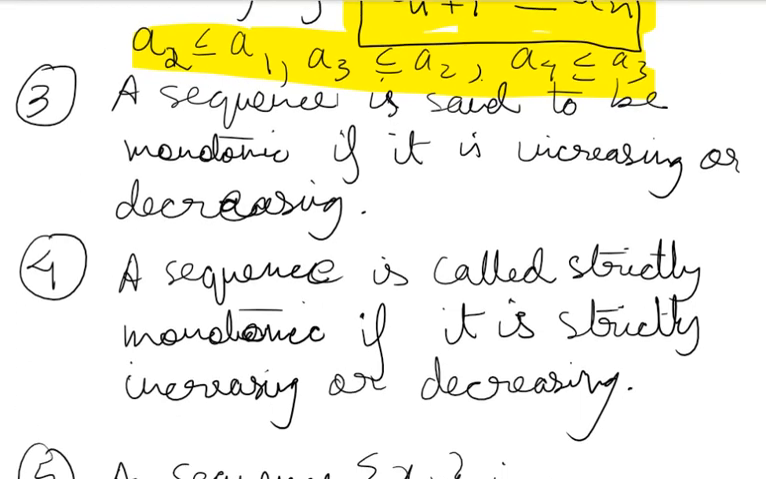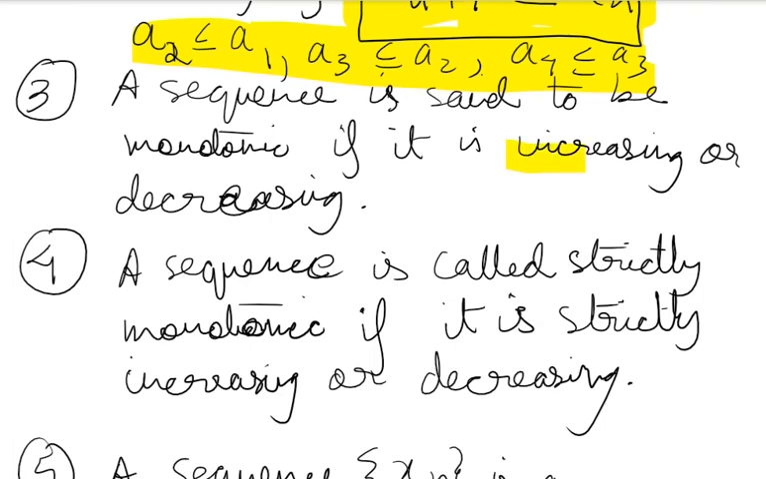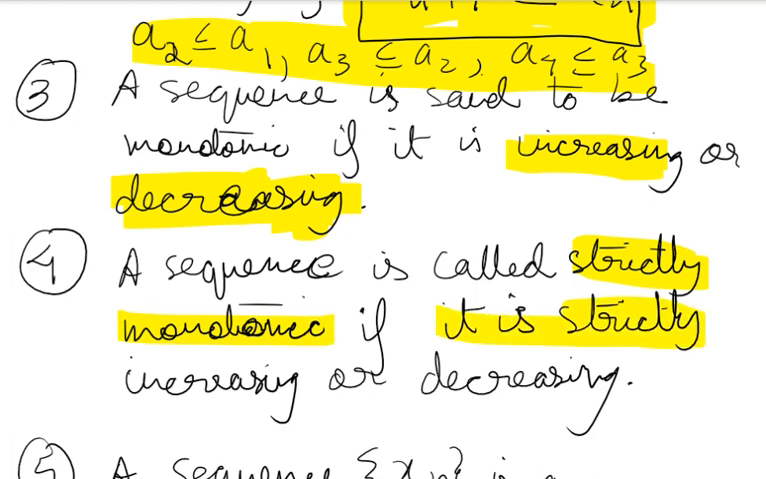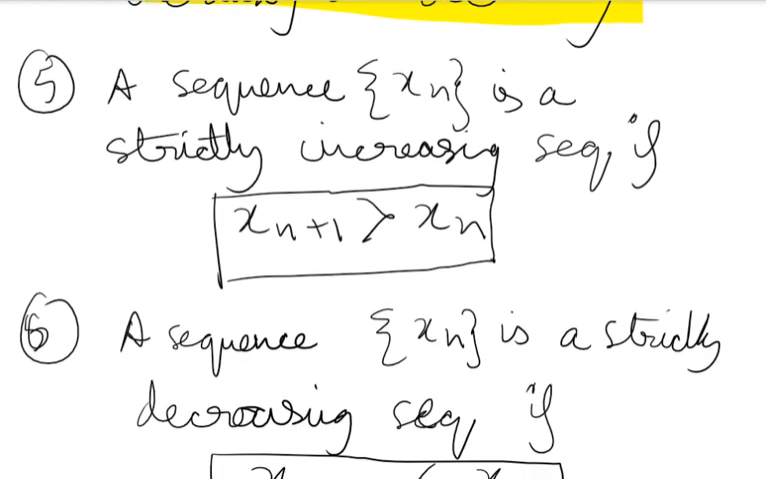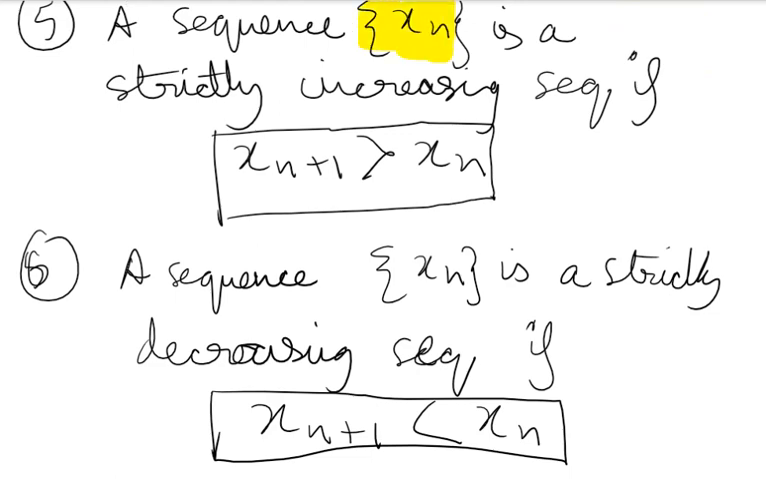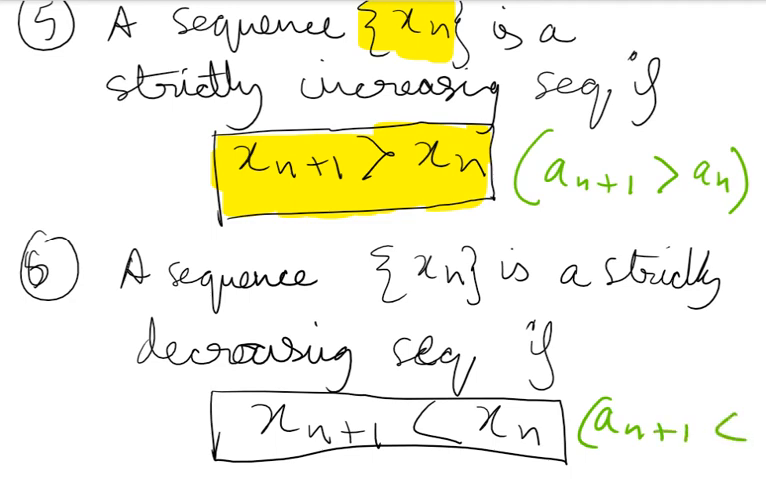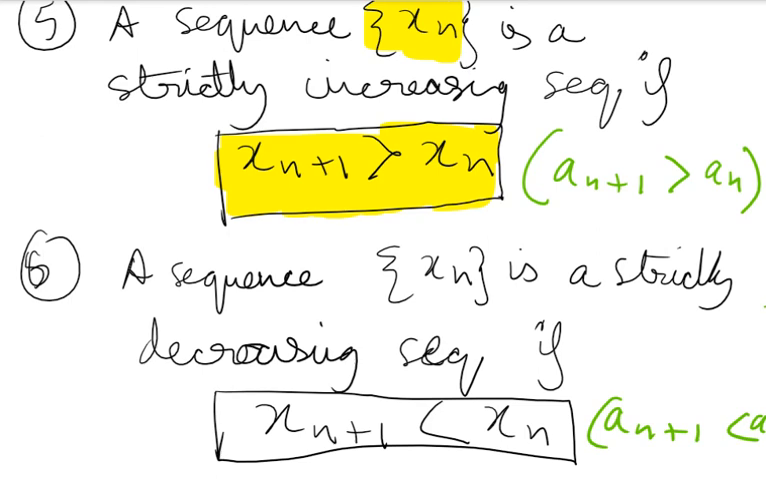Now a sequence is said to be monotonic if it is increasing or if it is decreasing. So if a sequence is increasing or decreasing, it is monotonic. A sequence is said to be strictly monotonic if it is strictly increasing or strictly decreasing. So for a sequence x of n, how will it be strictly increasing? If this will happen: xn plus 1 will be greater than xn. If you are confused with this, you can write it like this: an plus 1 will be greater than an. Similarly here, an plus 1 will be less than an. So these types of things will happen.